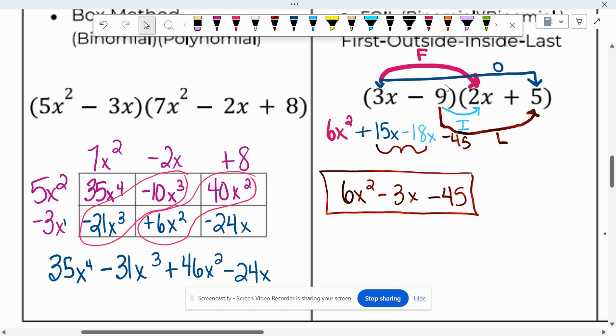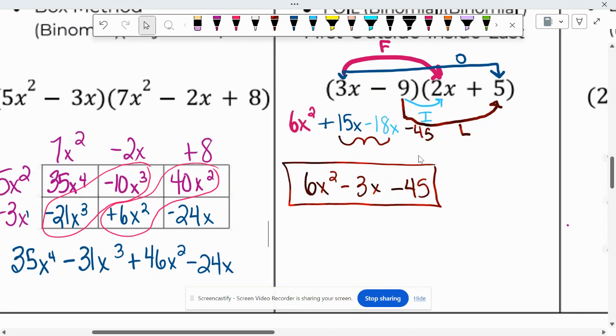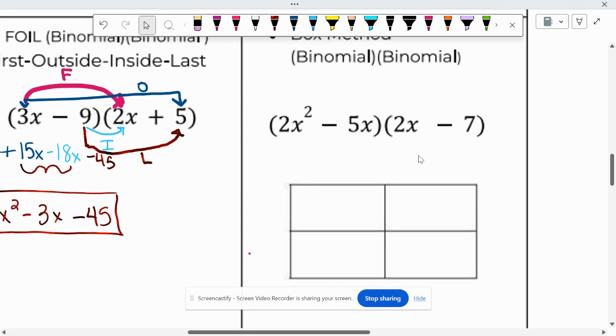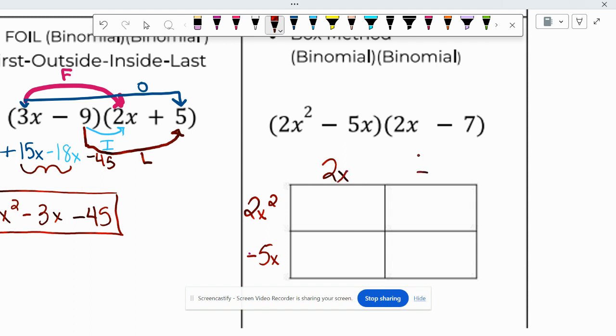Remember that FOIL only works for binomials. A binomial times a binomial. The box method works for everything, just like the vertical method, just like distribute. Okay? Box method works for everything. All right. Our last one is a binomial times a binomial, and I used the box. I just made a 2 by 2 box. So I have 2x squared, negative 5x, and then a positive 2x and a negative 7.